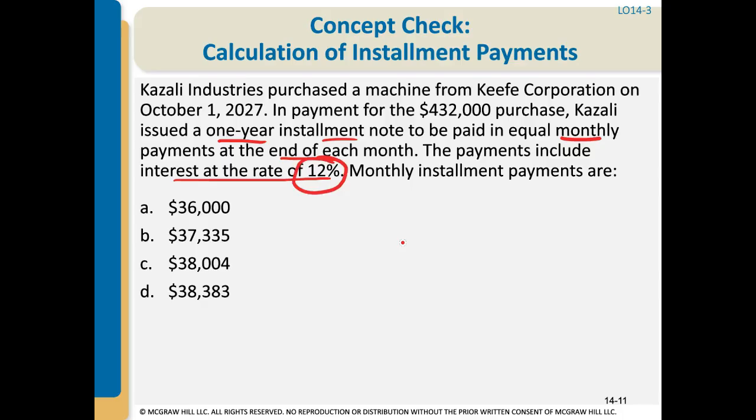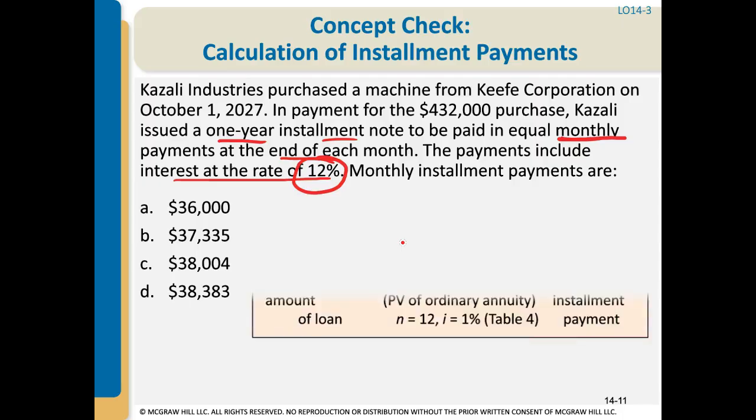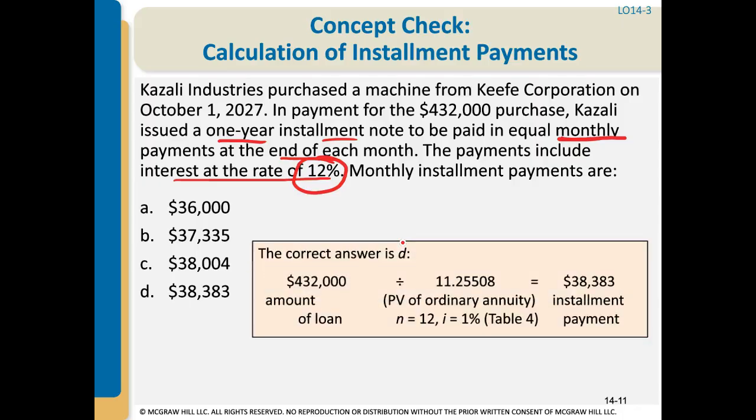Anytime you're given a rate, unless it specifies otherwise, which it won't, this is an annual rate. So when we need to calculate the monthly payments using a monthly rate, we're going to have to take that 12% divided by 12 months. Okay, so what we're going to do is take our note payable, which is going to be the $432,000, and again we're going to divide it by the present value of an ordinary annuity, right?